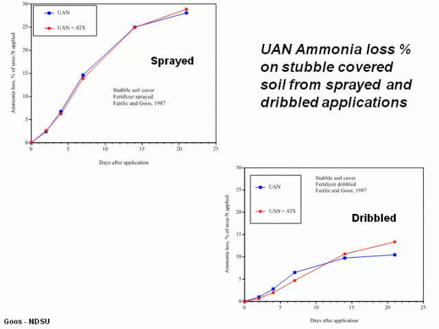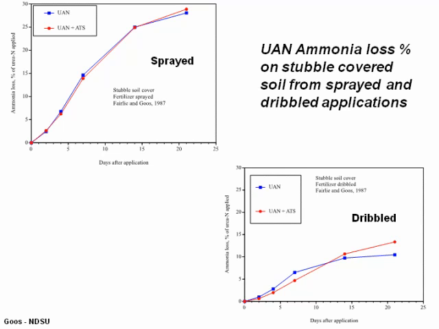Just in terms of loss, Dr. Goos had done some laboratory experiments where he had pots of soil with wheat residue on it, so it was residue covered like a no-till situation. In the upper left-hand corner, he sprayed the 28% with a flat fan nozzle across the surface. And you can see that 20 days after application he had lost up to 25 to 30% of that UAN that he had sprayed on the surface with a flat fan nozzle.